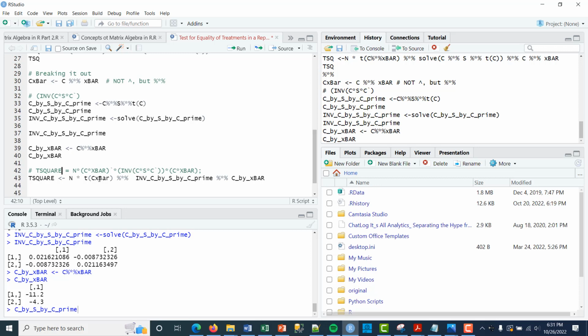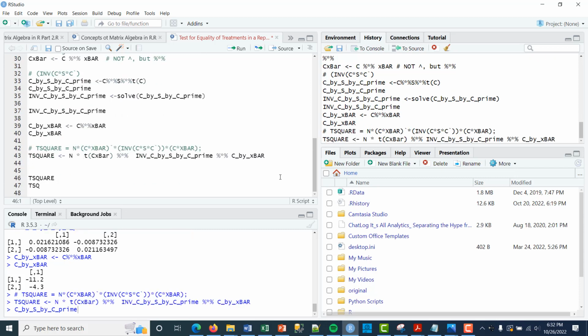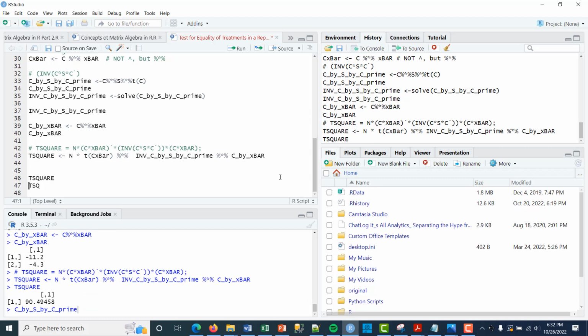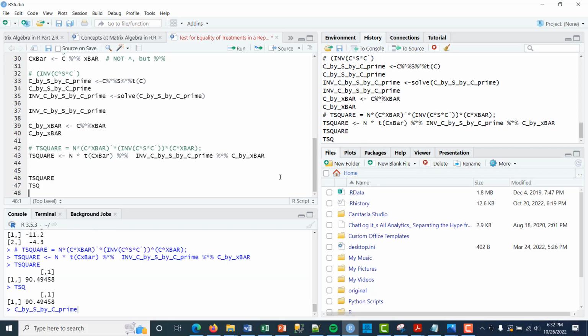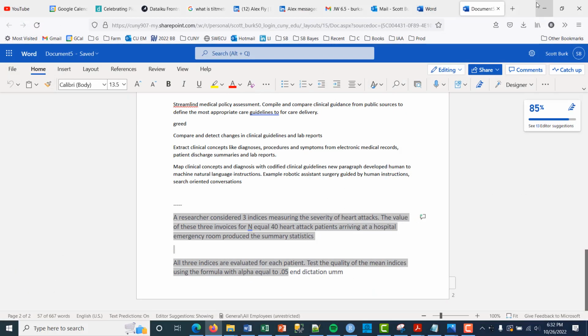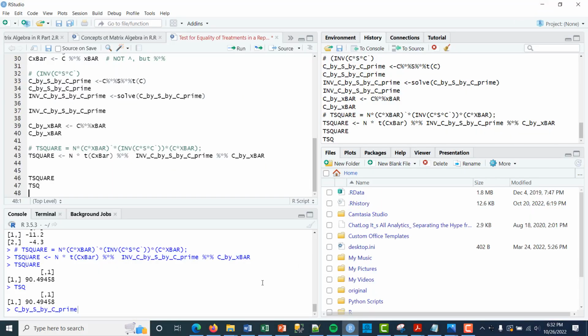And then if we actually take these three chunks that we just calculated, n scalar times a matrix multiplication times another matrix, and then calculate all that, I get T-squared. And just see if they agree. This is T-squared, that's 90.49, and then that's that 90.49. And then we compare that to the F, and it is significant. Oops. So, all right. Hopefully that makes sense.